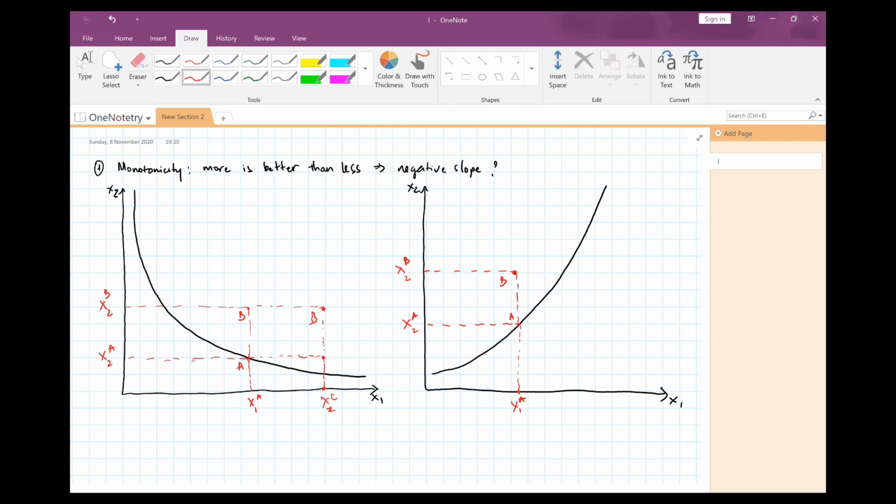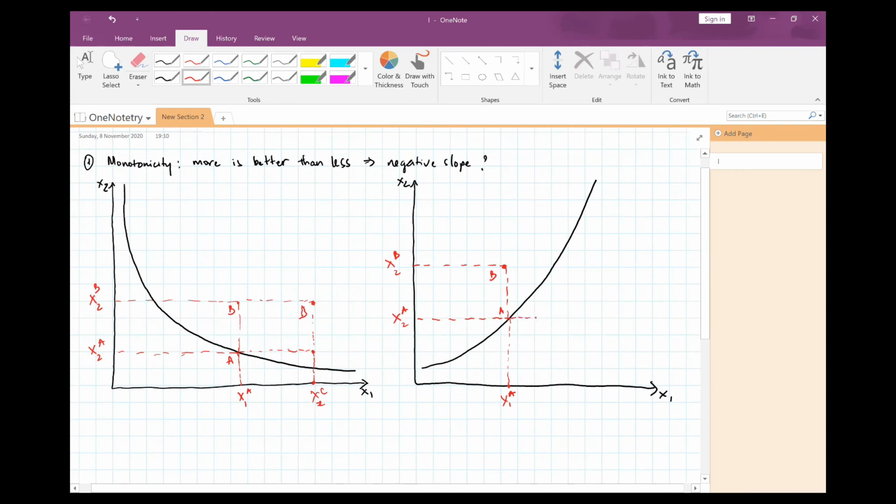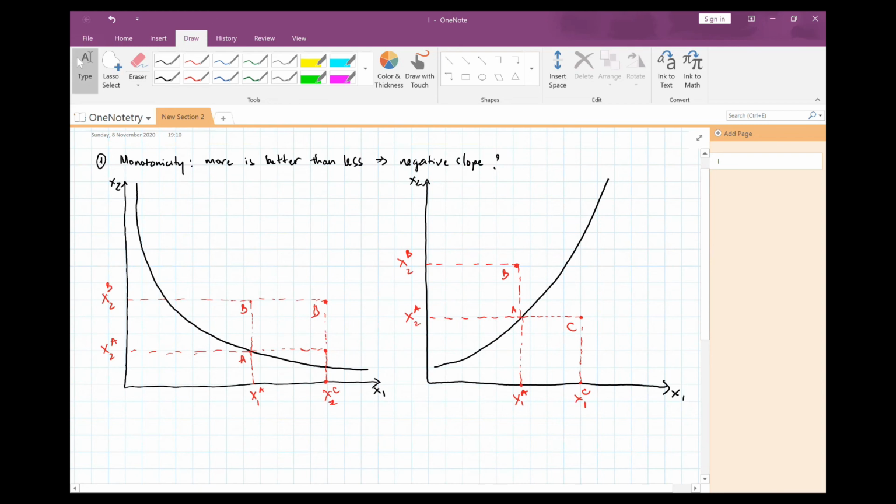However, if we now keep x2 constant, but we increase x1 to x1c, let's say this is point C. At this point, it's actually on the right-hand side of the curve. So it's better. So you can see that the pattern is not really consistent with the case of the positive slope in indifference curve. That's why the monotonicity axiom implies the negative slope.